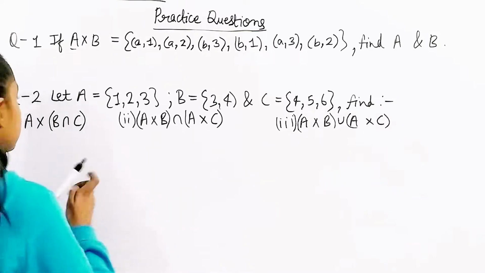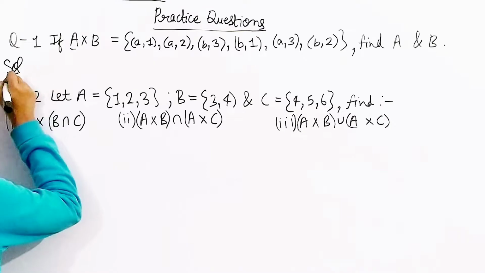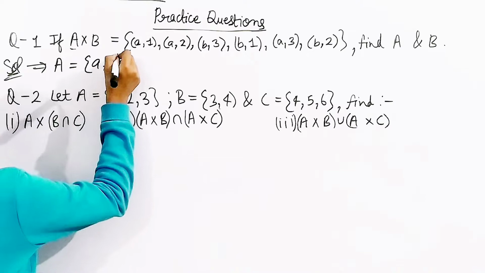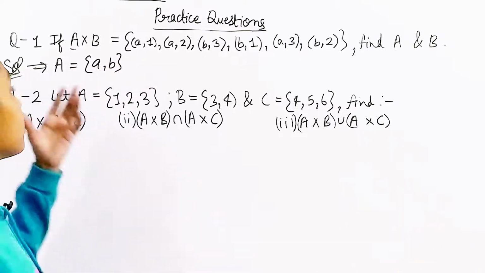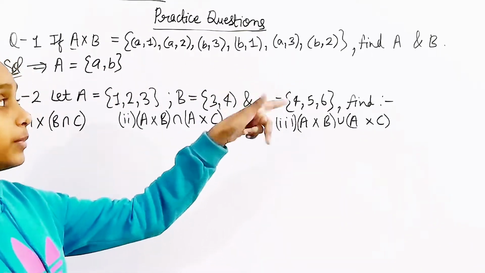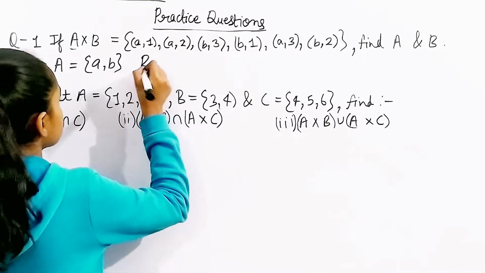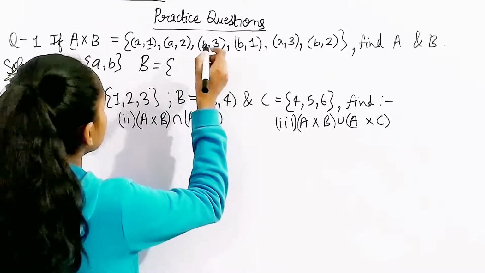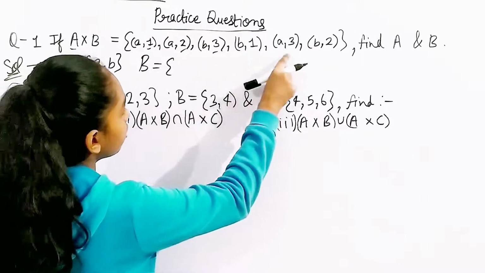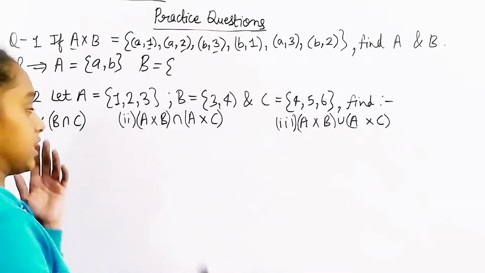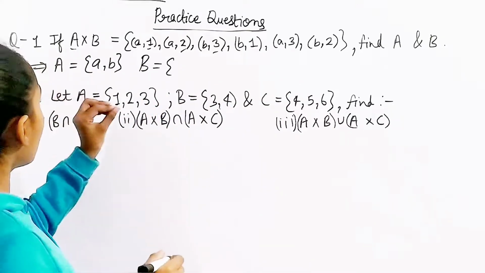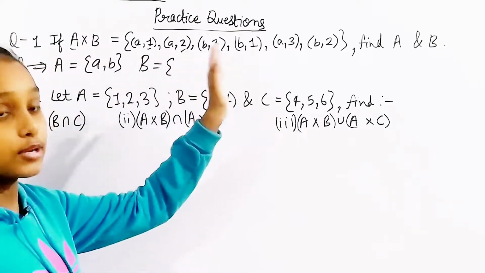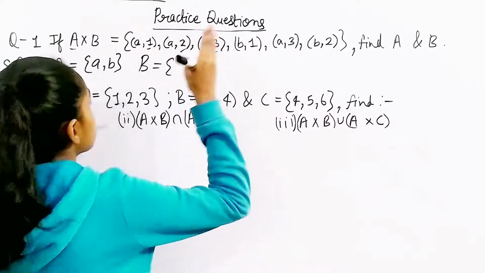So the solution: set A is equal to the elements A and B. That's it. Now let's move on to our second set, set B. What I can see is 1, 2, and 3, and 1, 3, 2 is again repeating. So there are only three elements, 1, 2, and 3, in the second elements of all these pairs.